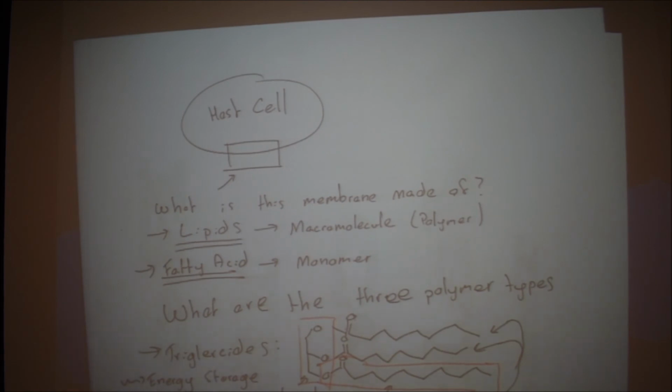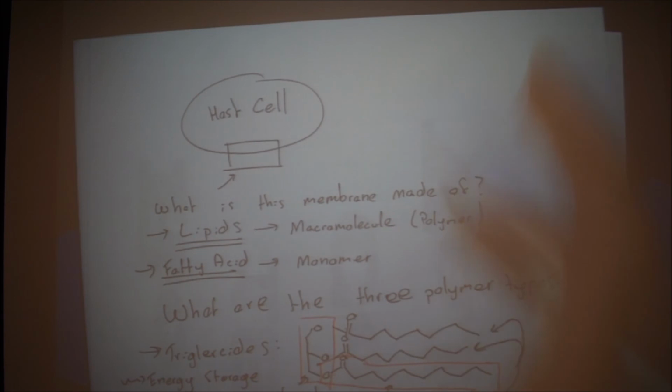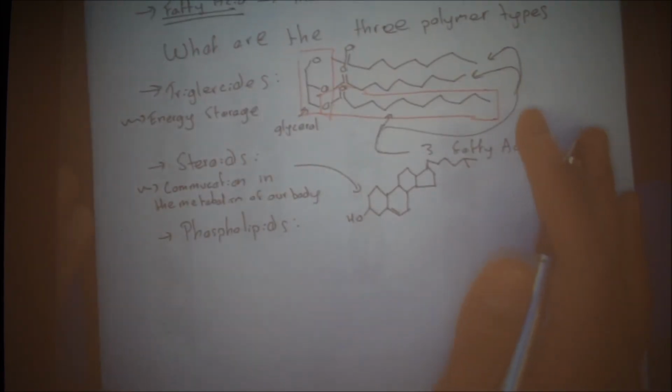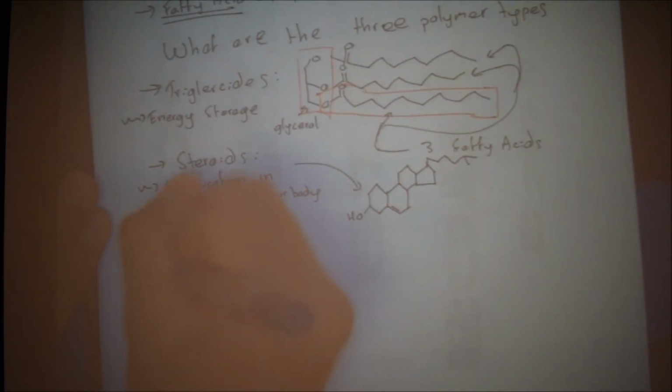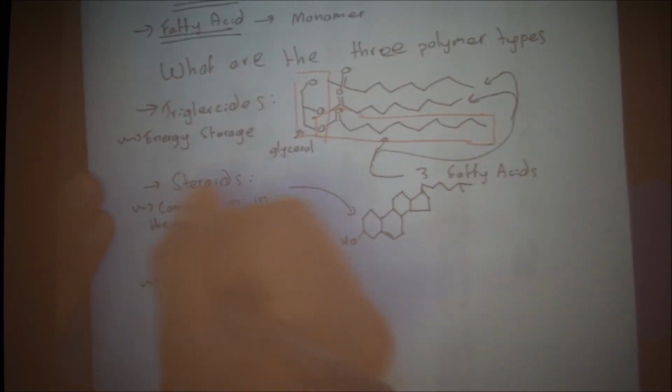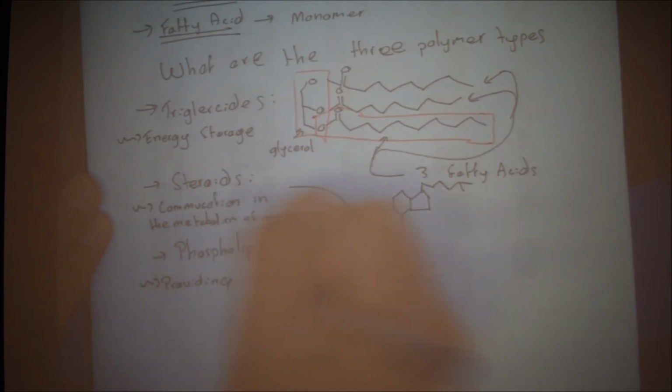Read this sentence. I said they make the membrane. They make the membrane of the cell. The membrane is the wall on the outside of the cell. Phospholipids are great at providing support through the membrane of the cell.